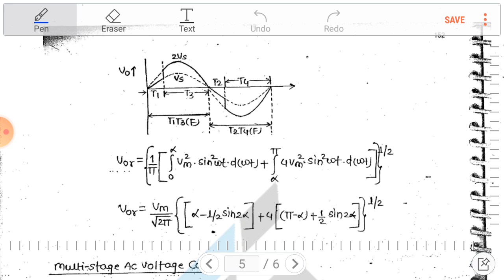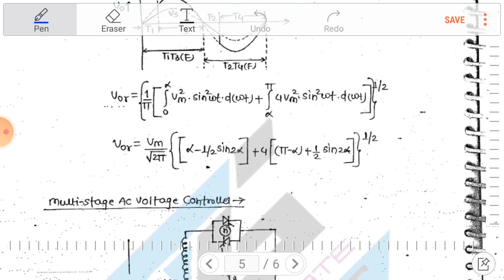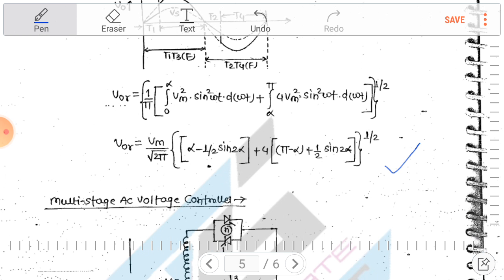Integrate from 0 to alpha, and in this only T1 is on, so only Vs supply passes through it, and from alpha to pi 2 Vs supply is passing to the load because two thyristors are switched on. So from 0 to alpha, Vm square sin square omega t is integrated, and from alpha to pi 4 Vm square sin square omega t is integrated, and then taking the root we get the output RMS value. This is the formula we have obtained.